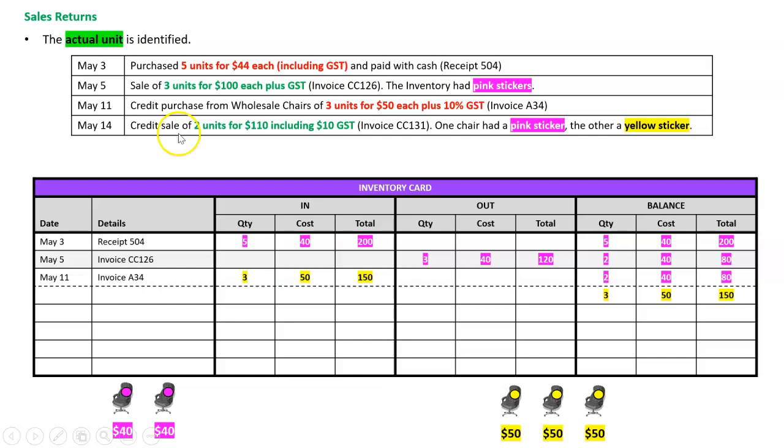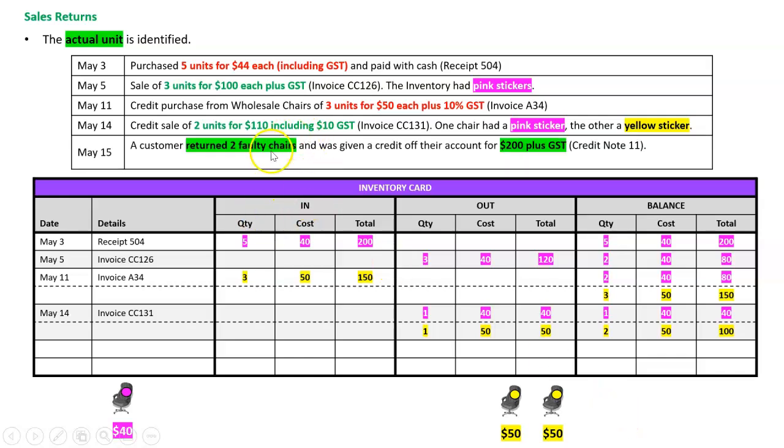Then May the 14th, credit sale, 2 units for $110 including GST on this invoice number. 1 chair had a pink sticker, the other a yellow sticker. So just remember with a sale, see here on May the 5th as well, it says 3 units for 100. That's actually irrelevant. We don't need that for the inventory card because an inventory card just deals with costs. So this 110 and 100, we'll need that for something else, but we don't need it for the inventory card. What we do need to figure out is which 2 chairs did we sell? It says 1 chair had a pink sticker, so that's 1 out at $40. And the other had a yellow sticker, that's 1 out at $50. So that now leaves us with 1 at 40 here and 2 at 50 here.